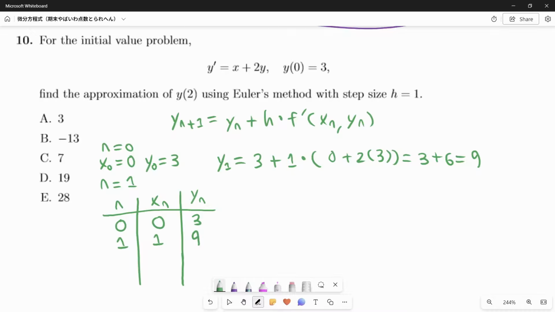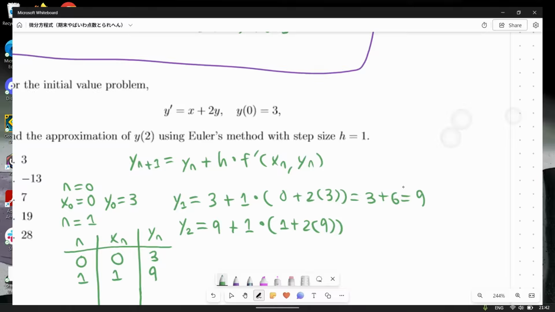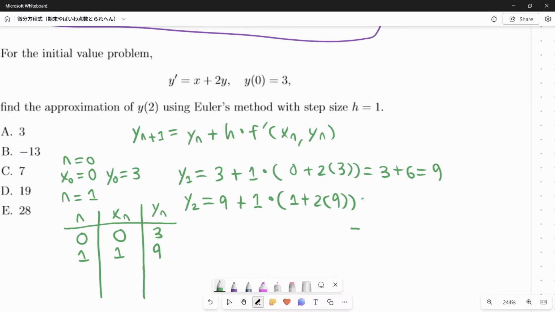And so now to find the second term, y sub 2, that's going to be equal to the previous numbers that we had here. So last time we used 0 and 3 as our control variables. Now we're going to use 1 and 9. So now the formula is going to take the form of 9 plus our step size times plugging in our new values. It's going to be 1 plus 2 times 9. And then when you simplify that, that's going to equal 9 plus 1 plus 18, which equals 28. And that's going to give us y sub 2.